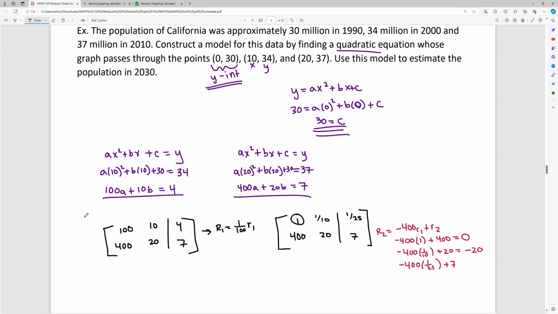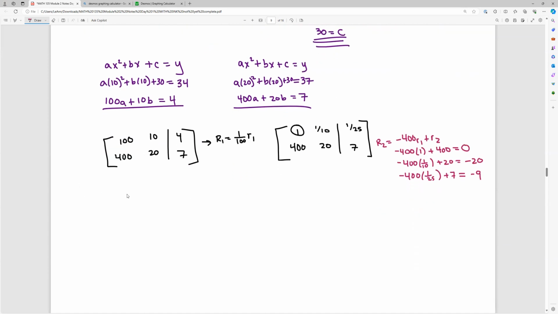So 400, and it's negative, and we're dividing it by 25. That is negative 16 plus the 7. I get negative 9. So remember, this is going to replace the 400, 20, and 7: 0, negative 20, and negative 9. That's my new row 2. So we have our 1, 1/10, 1/25. Now we have 0, negative 20, and a negative 9.